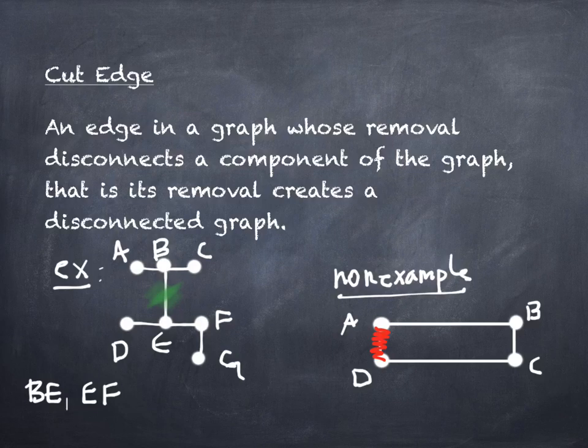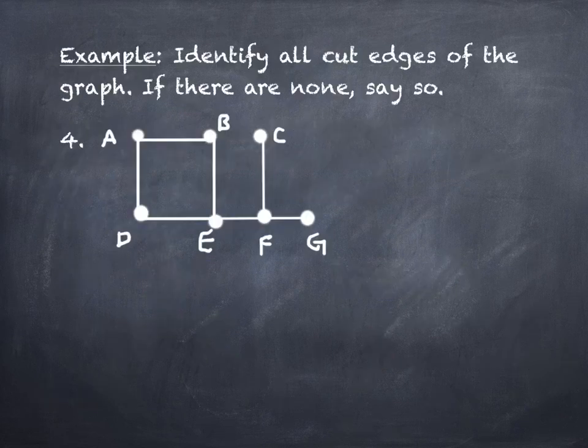All right, so let's do an example that I've actually got in here. Here you go with an example. We're going to identify all of the cut edges in the graph, and if there are none, we say so. There actually are some. So tell me, what is a cut edge in this graph? EF for sure. What else? FG would be, because it would disconnect point G, kind of like we did on that last one. And FC.